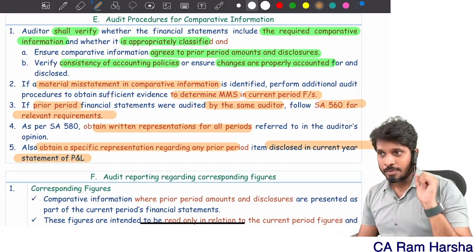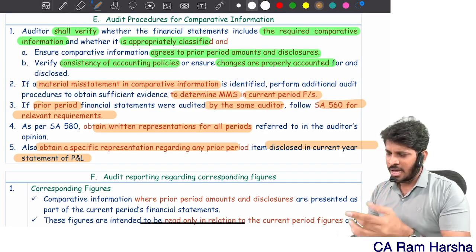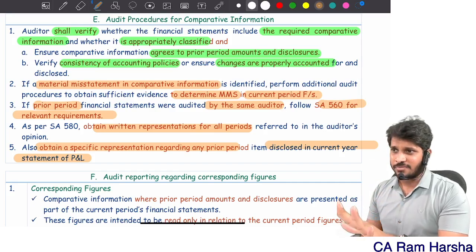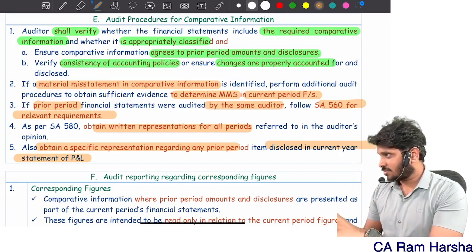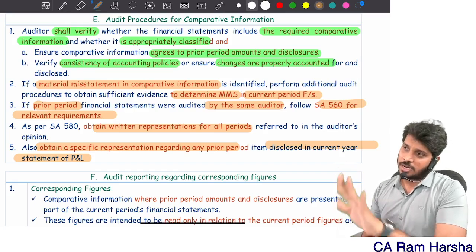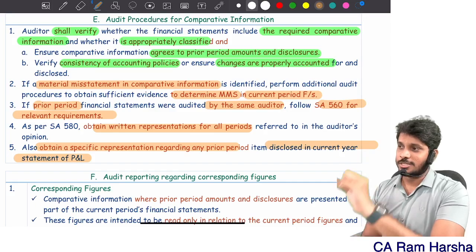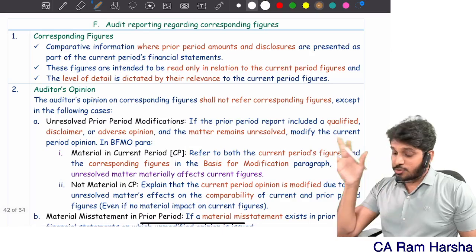Easy or not? But never read in a shortcut format. Always read in full. Okay? It won't take much time. There is no time difference. You're not going to save anything by saving that time. That is the only proper way. Shortcut is the hardest route to success. The right process is the easiest route to success. That's it. Next, audit procedures.